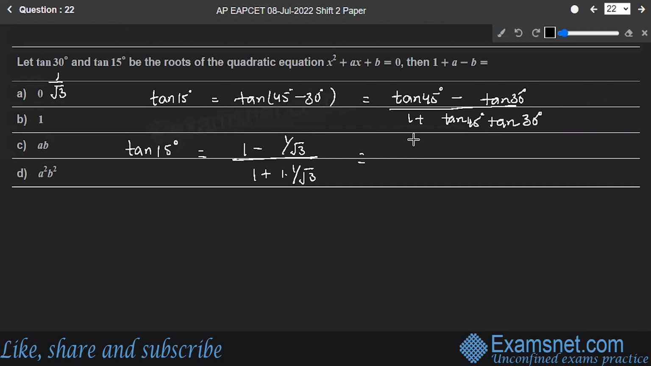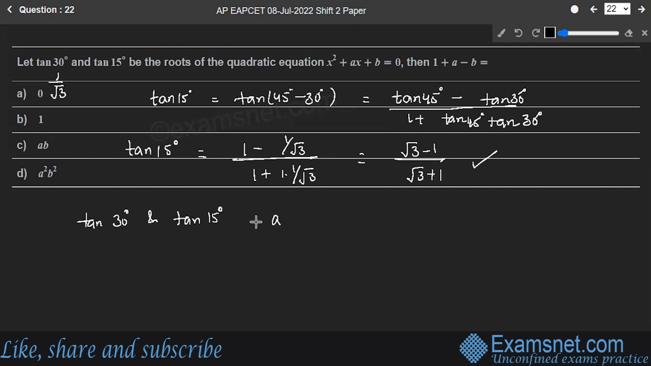This on solving will give you a total, like rationalizing the denominator or simply LCM also. Simply multiplying the numerator and denominator with root 3, you will get root 3 minus 1 in the numerator and root 3 plus 1 in the denominator. So now you are given that tan 30 and tan 15 are the roots of this quadratic equation.